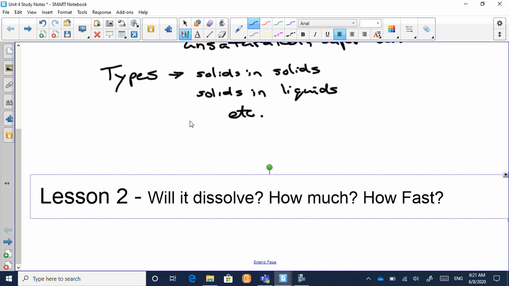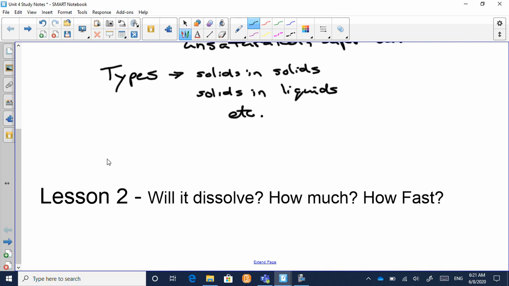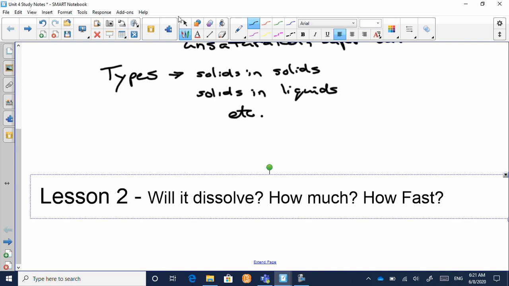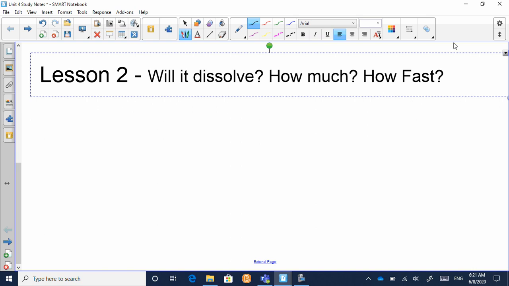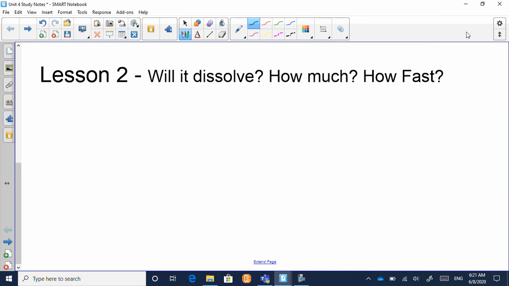For lesson number 2, we were trying to answer 3 questions. Okay, so here we go. The 3 questions we were trying to ask were, will something dissolve in something else? How much of it will dissolve? And how fast will it dissolve? And again, I'm not going to fill in your study notes here. I want you to do that because I think the act of filling the study notes in is very important. But really, there were 3 items that you need to consider.